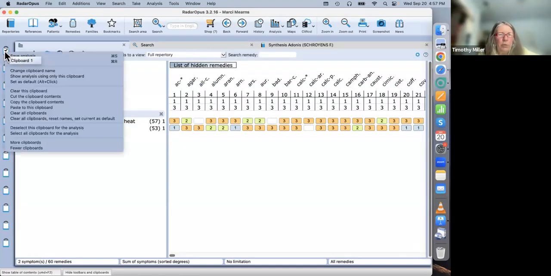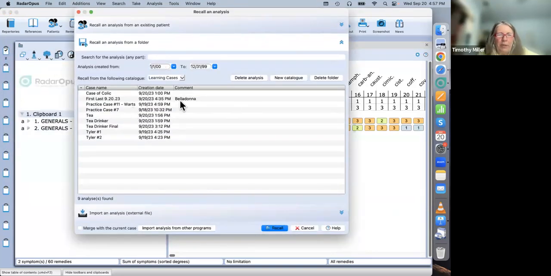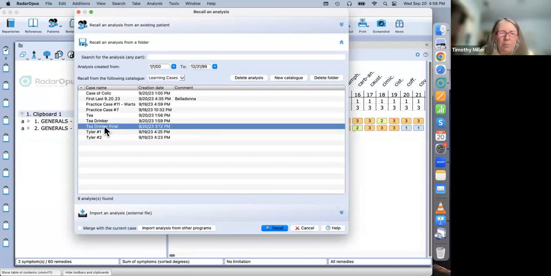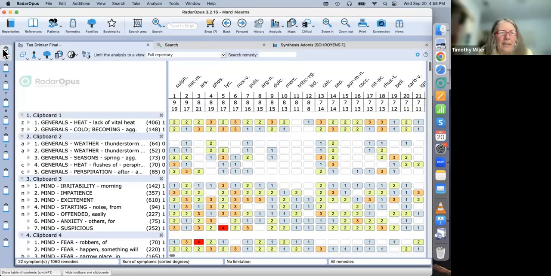How did I do that? Remember, right click. I'm going to recall the analysis. I'm going to bring up the one that I did here, tea drinker final, because I don't want to waste your time banging out rubrics when we don't have to. So there's the one that I just did earlier today.